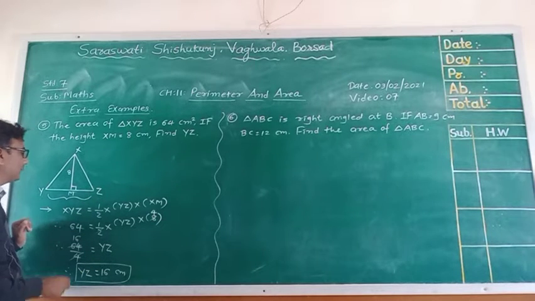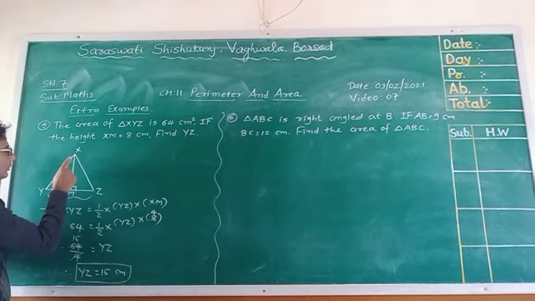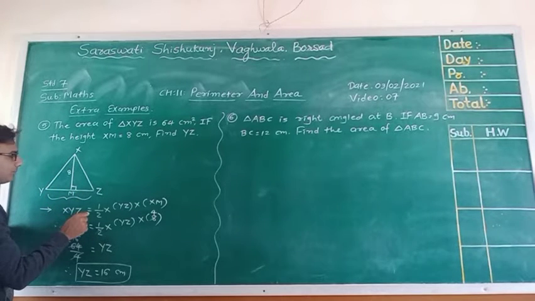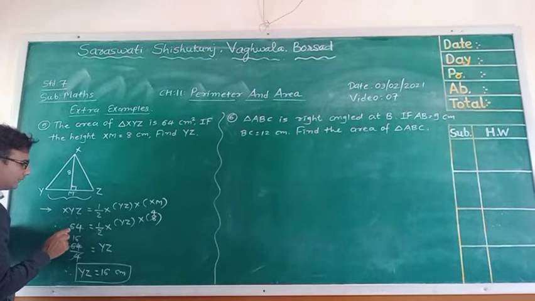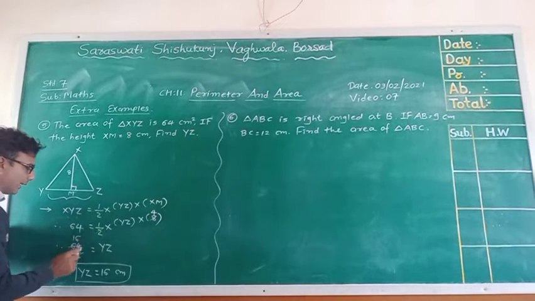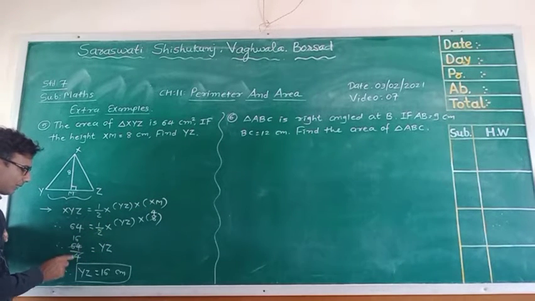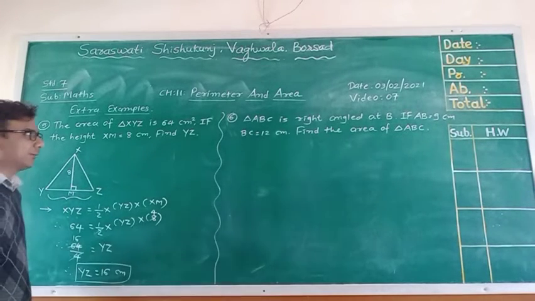Once again I repeat this sum. See, the base measurement we have to find, the altitude measurement is 8 centimeters and the area is already given, it is 64. So triangle area XYZ equals 1/2 base multiply height. XYZ means 64, 1 by 2, YZ we want to find, XM is 8. 2 4s are 8, 4 goes downside, 64 by 4, YZ equals 16 centimeters.